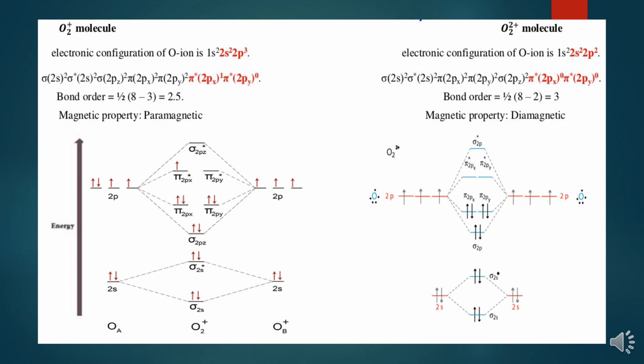O2 positive, that is dioxygenyl cation, will have just 1 electron less, so you have to remove that electron from pi star 2py, so it will have only 1 electron in pi star 2px, and that is why its bond order will be 2.5, and it will be paramagnetic also. Whereas O2 2 positive will have no electrons in the anti-bonding molecular orbitals, so it will have bond order 3, and it will be the most stable out of these O2 positive and O2 2 positive, and it will be diamagnetic in nature.